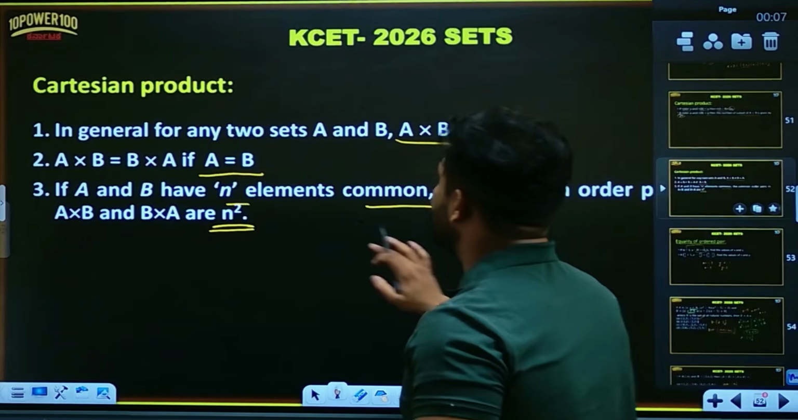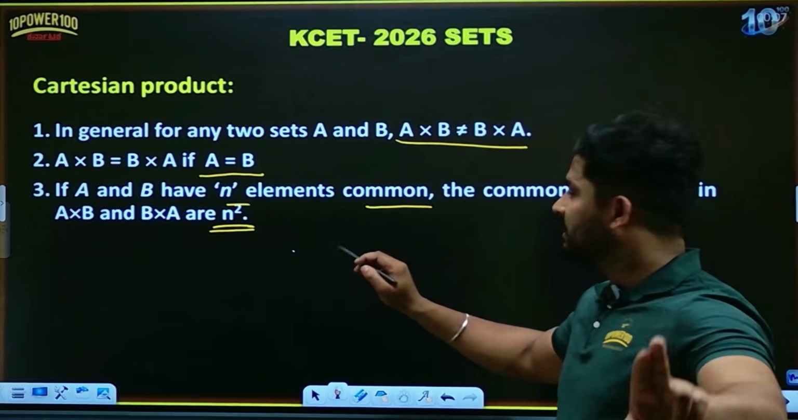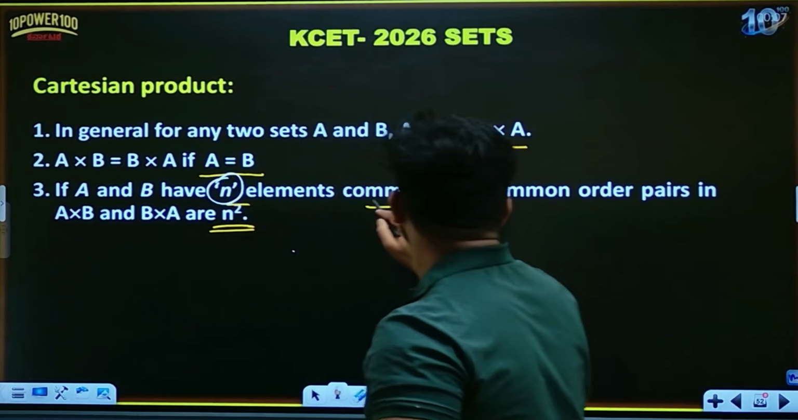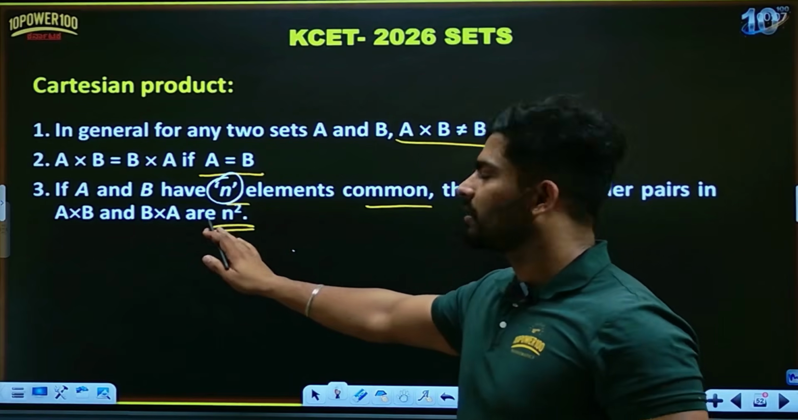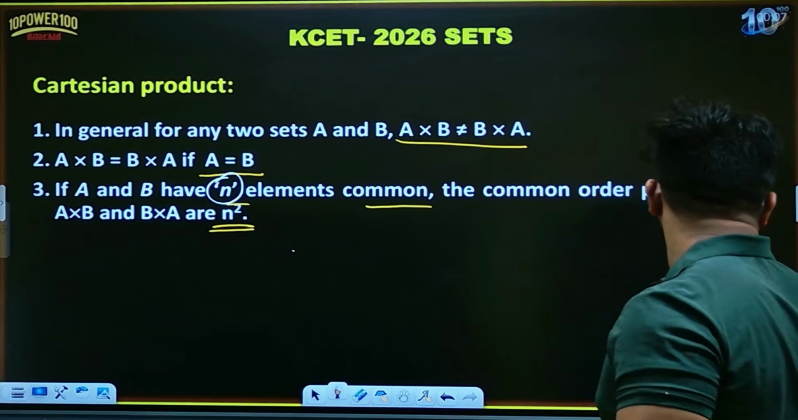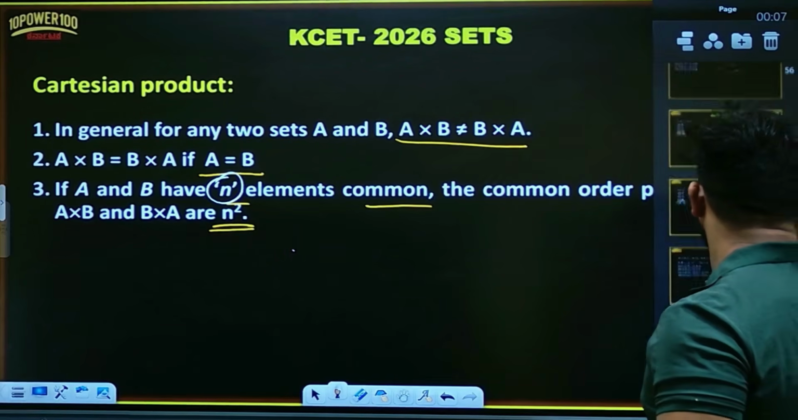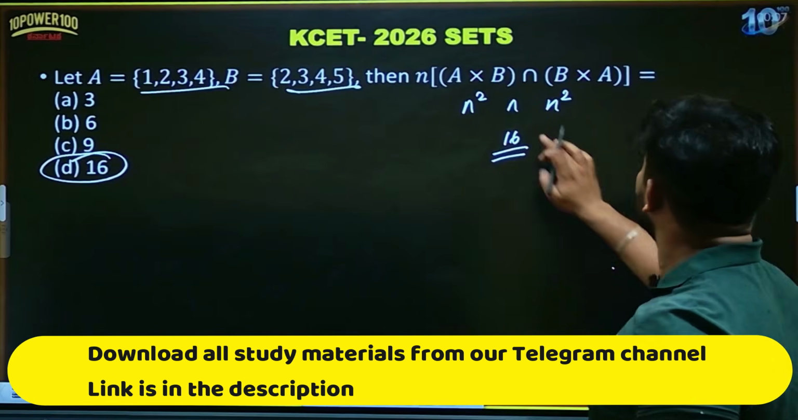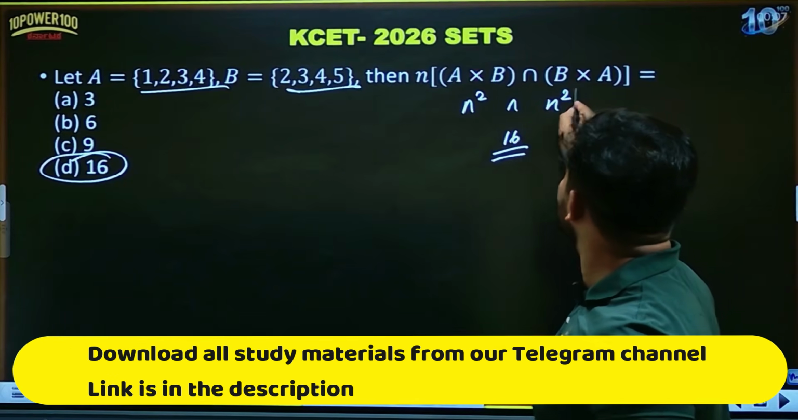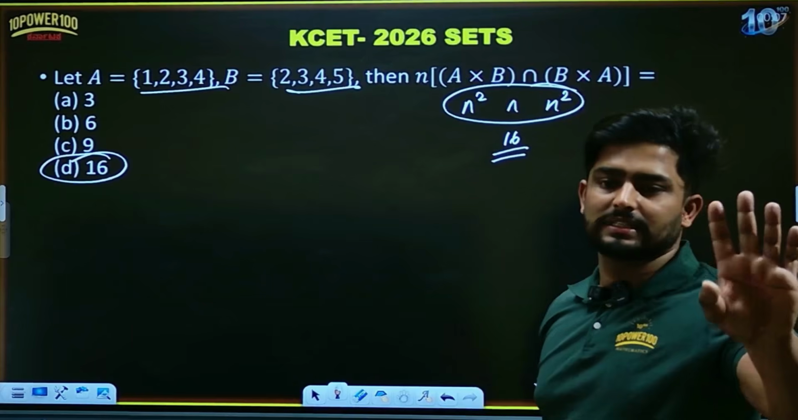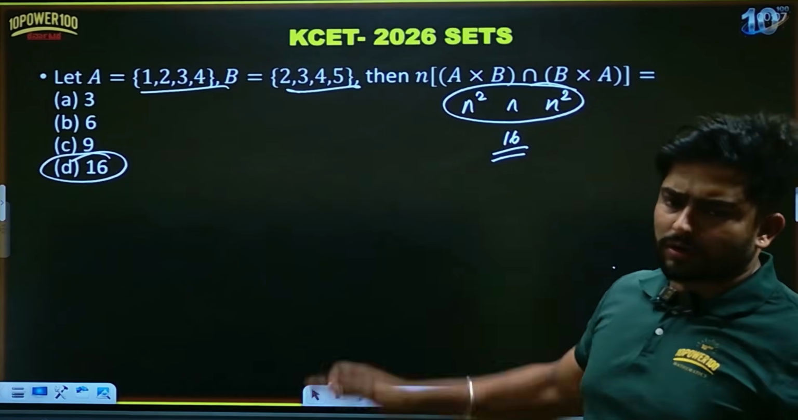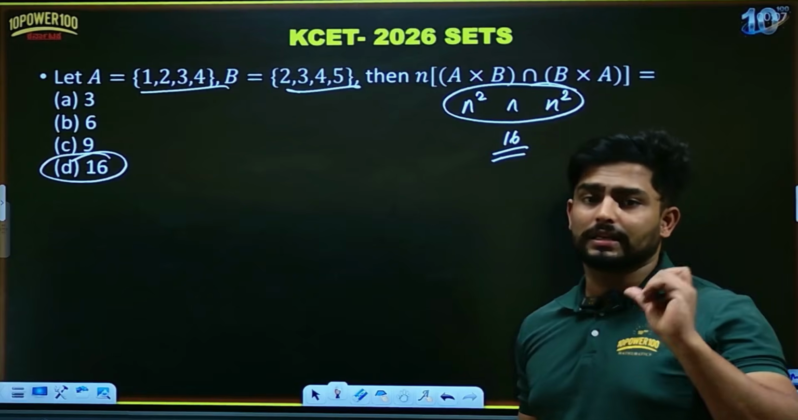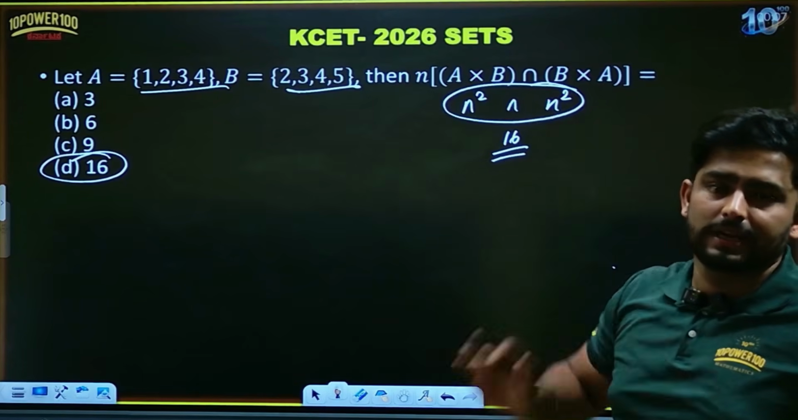Remember this, A and B have n elements, that is the same elements, correct? So n elements common. The common ordered pairs in A cross B and B cross A are n square. So common, n square elements will be there, here also n square and here also n square. That is why the number of elements in both of them is 16. So 16 is the answer. So I did it with the formula. Otherwise we can also expand, but we cannot solve it in 1 minute. That's the reason. So this is actually better. So 16 is the right answer.